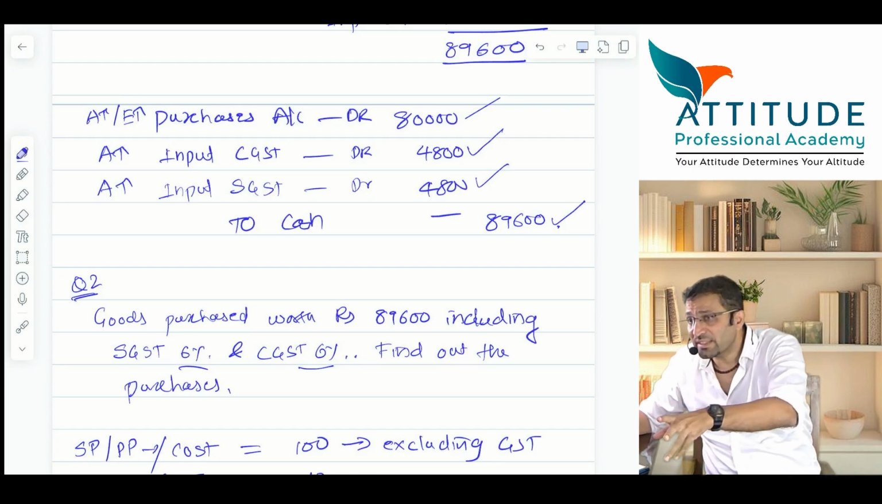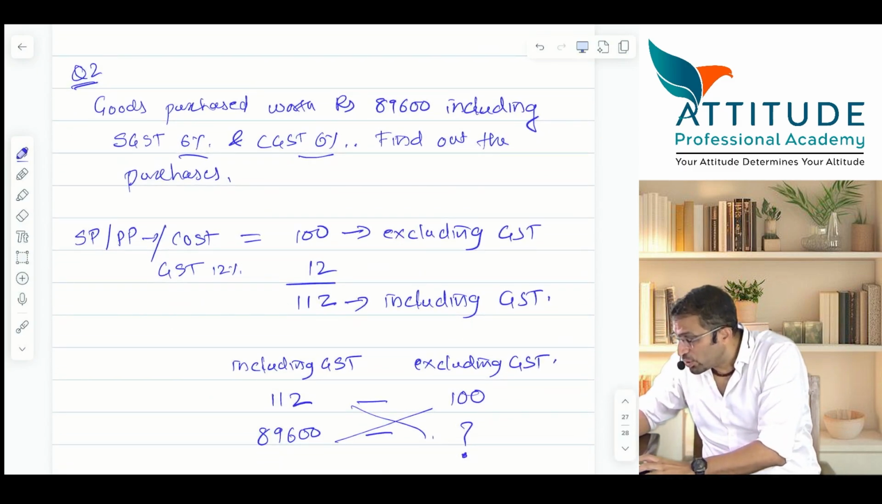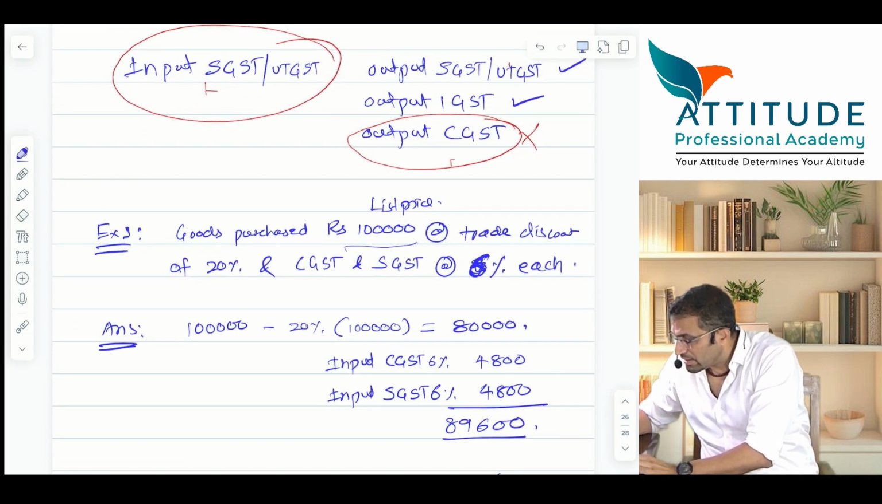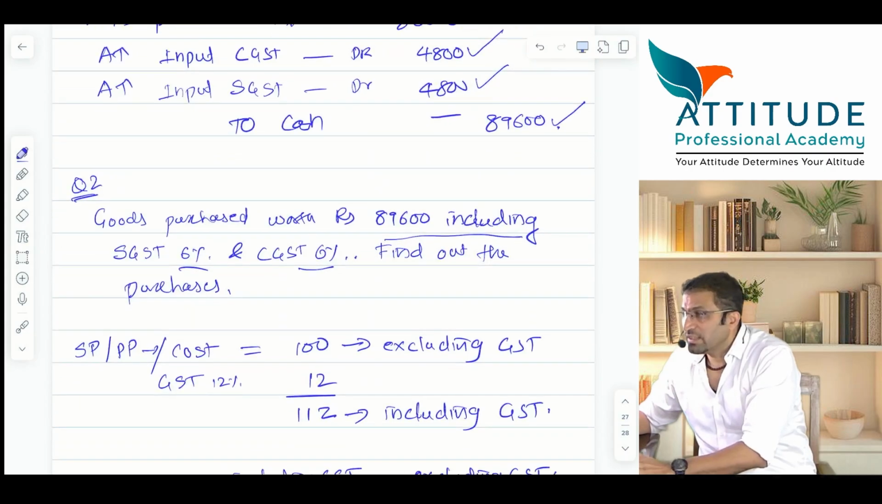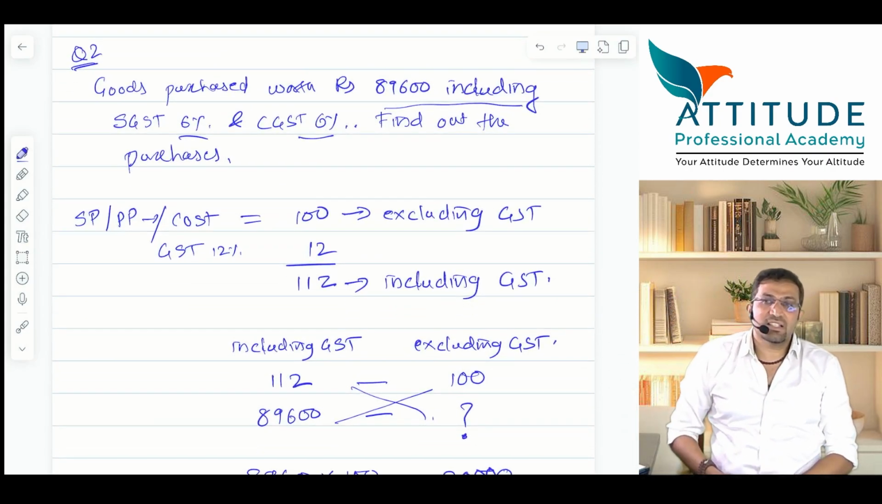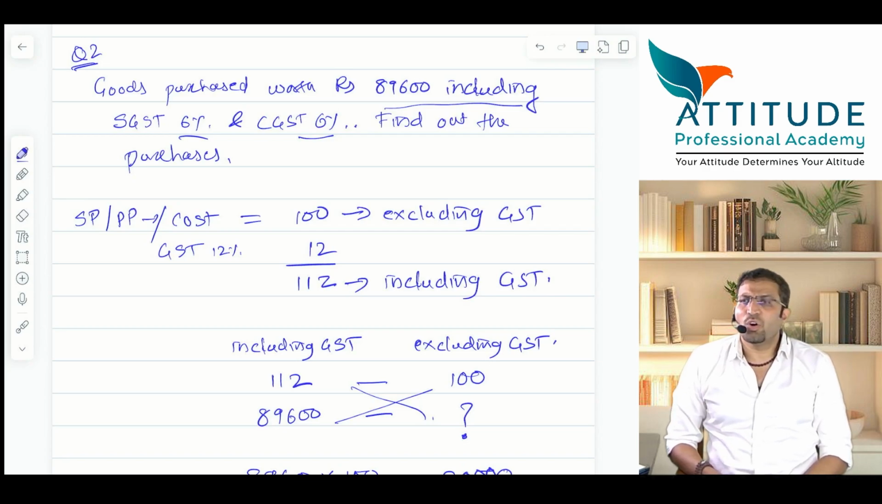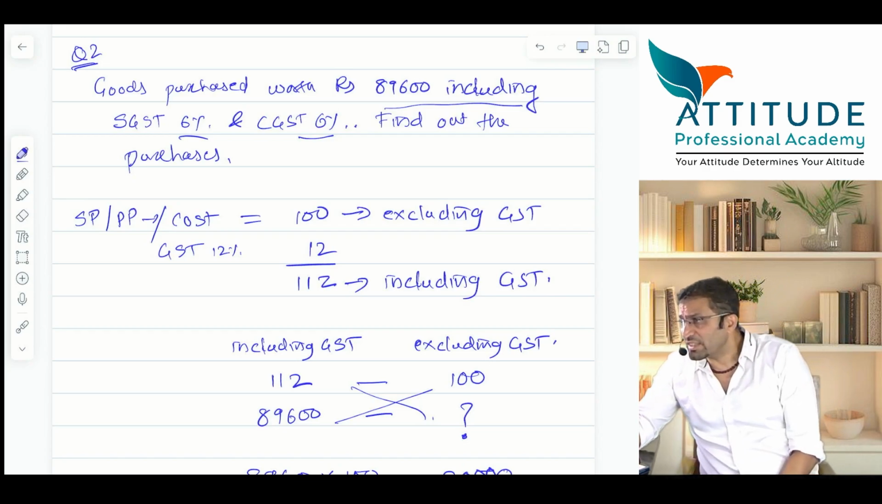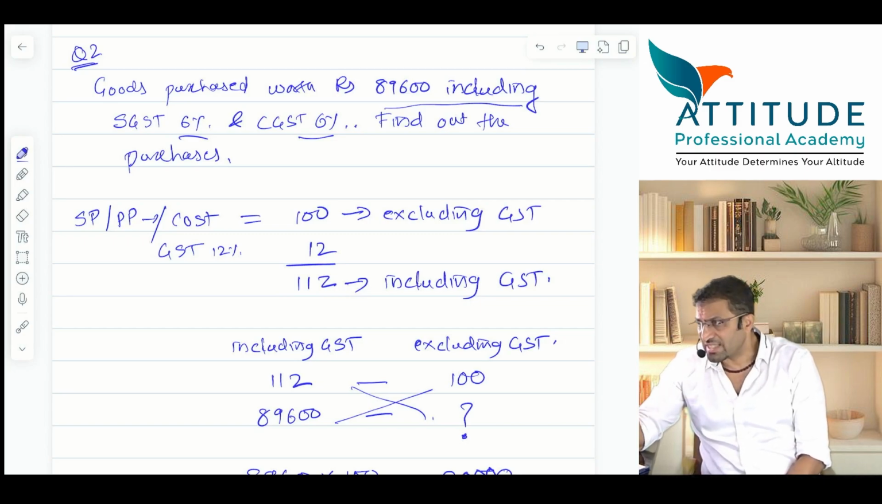They can ask such questions where they'll say including GST. Here it is excluding GST, the first one. Are you understood? So if they give you including GST, you have to do this. Understood? All of you understood? Will such kind of sums be given in your CA Foundation? Answer is yes. They have already given such kind of sums.